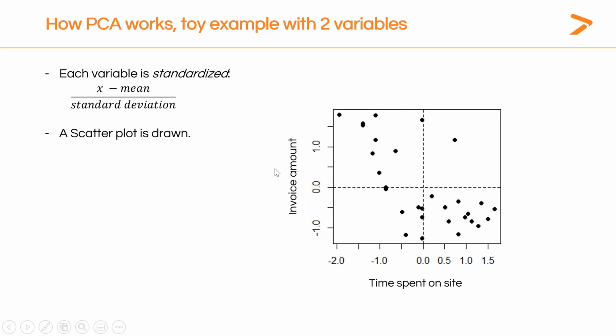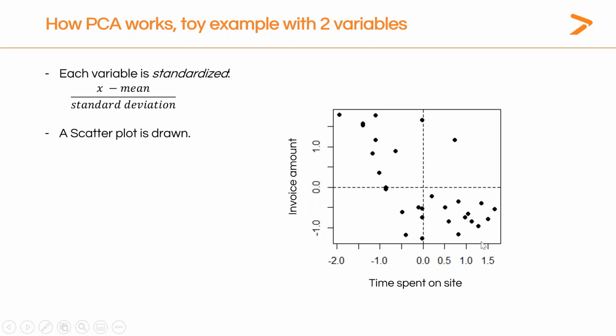So from this, we draw a scatter plot, for instance, of invoice amount versus time spent on site. And as you can see, we still have the same trend, a decrease of invoice amount according to time spent on site, which we saw in the scatter plot with the real data before. Here, the data are just reduced to the same scale, as you can see here. Then what happens? What's the most interesting thing to capture inside the scatter plot?